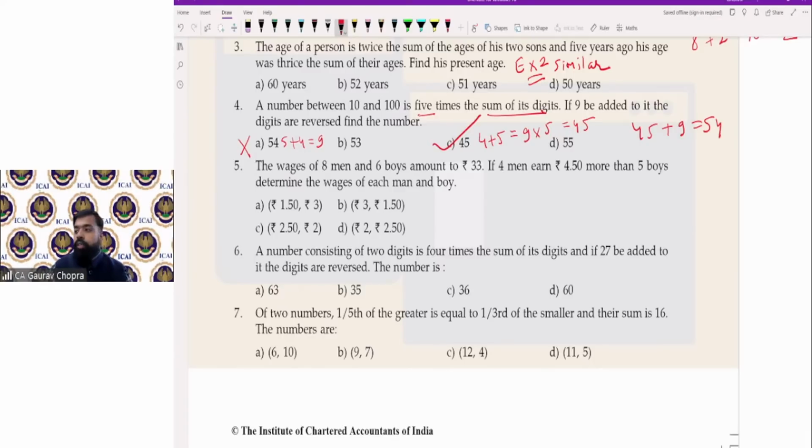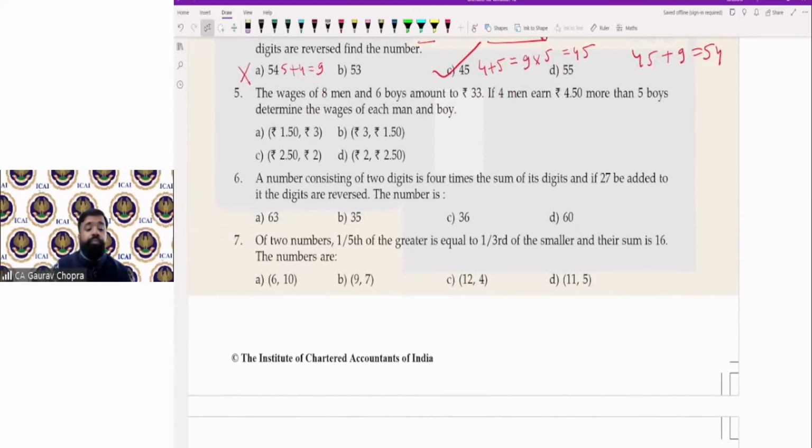Always check all types of conditions. The first condition was that the number is a 2-digit number, so all the options are 2-digit. Then you have to check the condition of 5 times: 5 plus 4 is 9, 5 times 9 is 45. So 54 was incorrect and 45 is correct. All right, so we have done the repetition of these conditions as well.